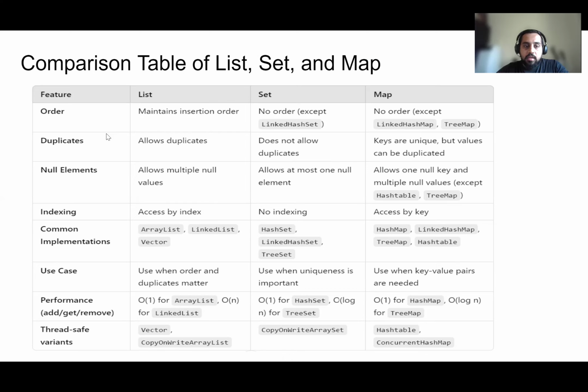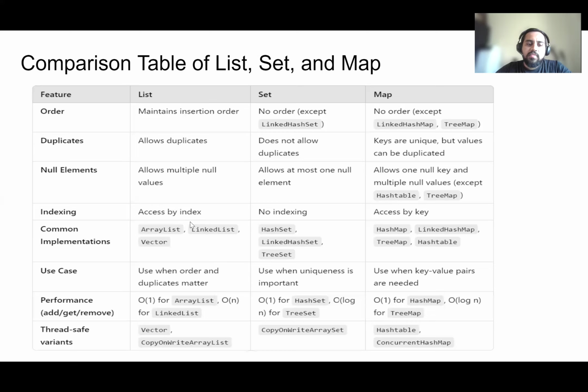Duplicates: list allows duplicates, but set will not allow duplicates. Map keys should be unique, but values can be duplicated. Null values: multiple nulls are allowed in a list. In a set, only one null value can be allowed at most, but in a map one null key is allowed, and multiple null values can be there. Indexing: a list is accessed by index. In a set, there is no access through index. And a map is accessed by key instead of index.